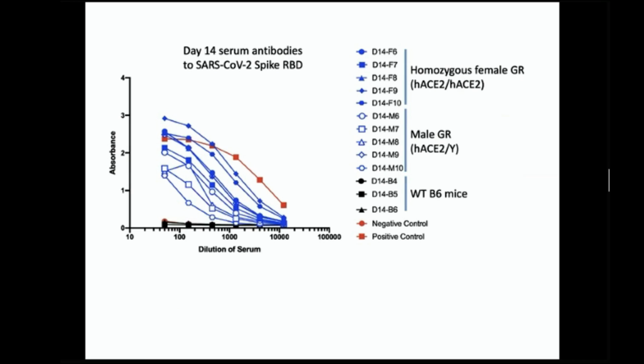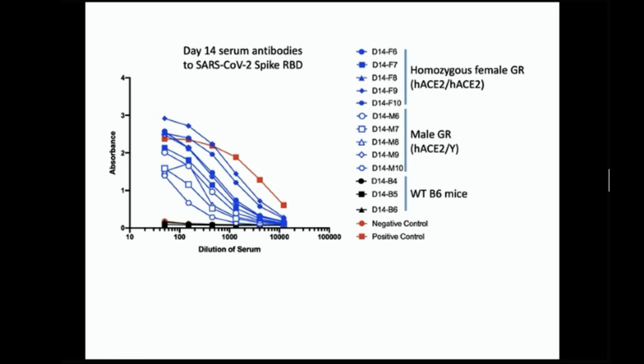And if we look at serum antibodies, this is day 14 after infection. The K18 mice were all dead by this stage, had to be sacrificed, so we don't have numbers on those. But again, the wild type B6 mice were infected, with basically undetectable serum response to the spike receptor binding domain. But pretty much all of the gene replacement mice showed a strong response. And this is just a negative and a positive control to make sure the ELISA was working well.